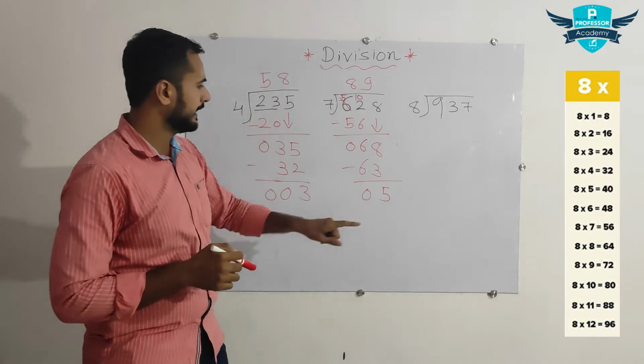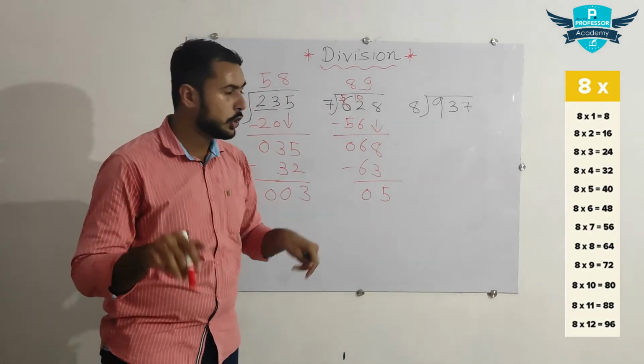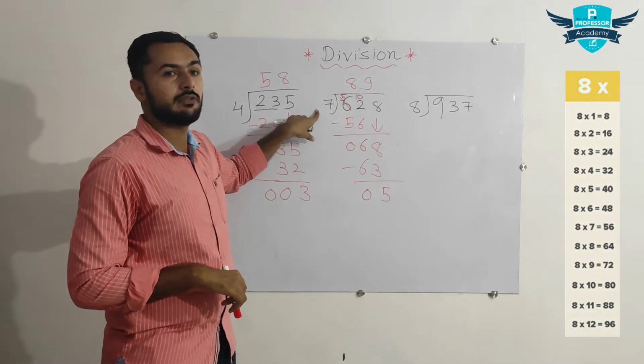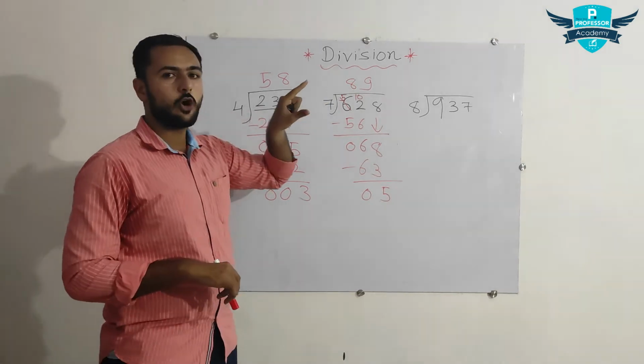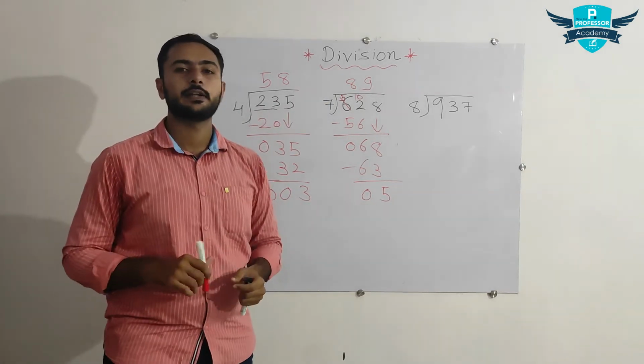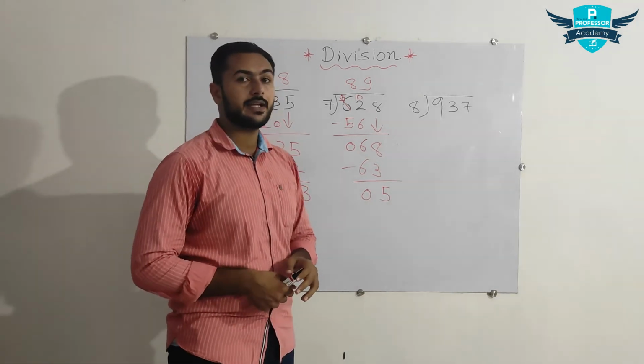Okay. Now see here, the 5 is smaller than 7. So it means our calculation is over. Here 7 is the divisor, 628 is the dividend, 89 is the quotient, and 5 is the remainder. Clear? Now the next number is 937 divided by 8.